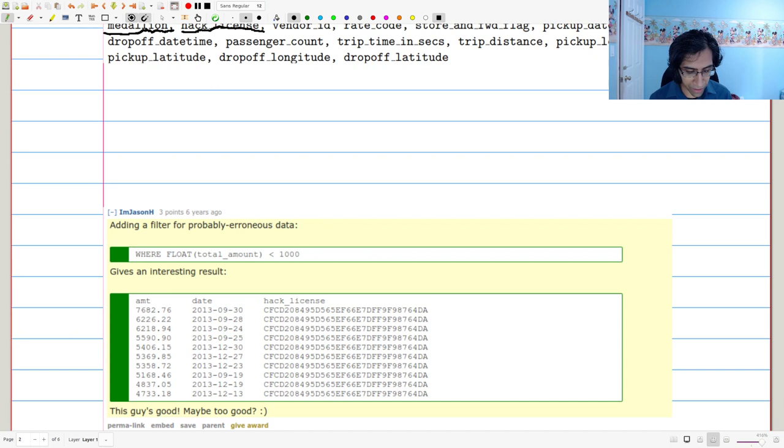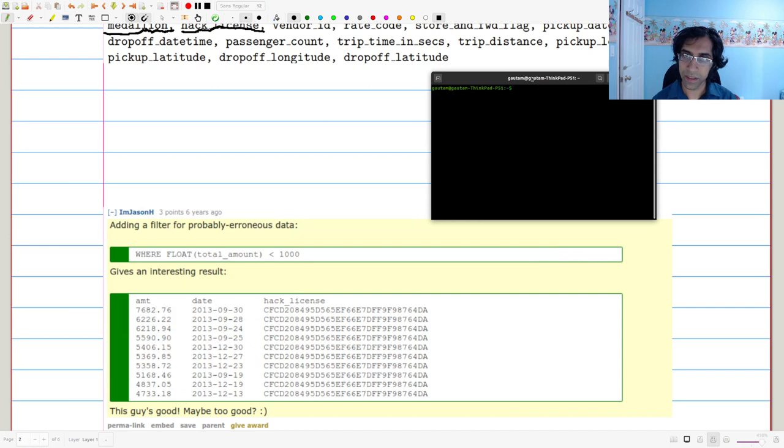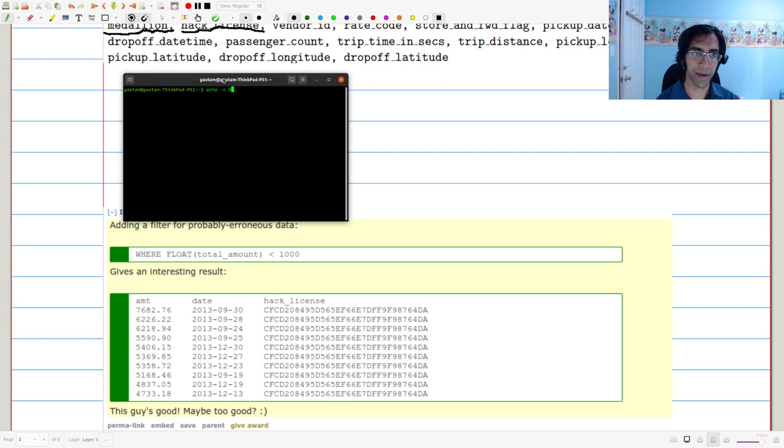Well, we're going to follow the lead of an individual named Vijay Pandurangan, who wrote a post on what exactly is going on here. Let me show you one simple experiment. If I type echo -n 0, you can see it echoed the string 0. What we're going to do is take echo -n 0 and run this through md5sum. And you can see that the value produced is exactly equal to the hack license which had such a prolific streak.